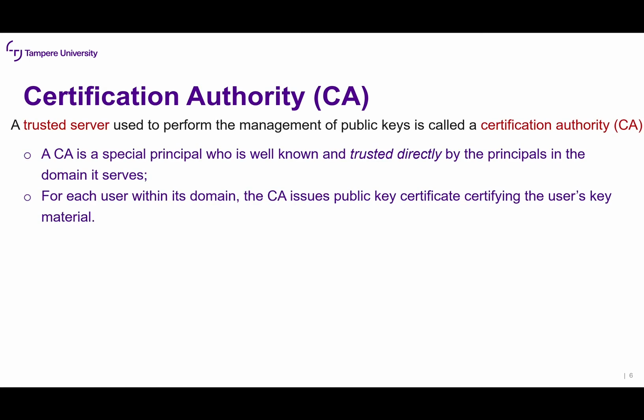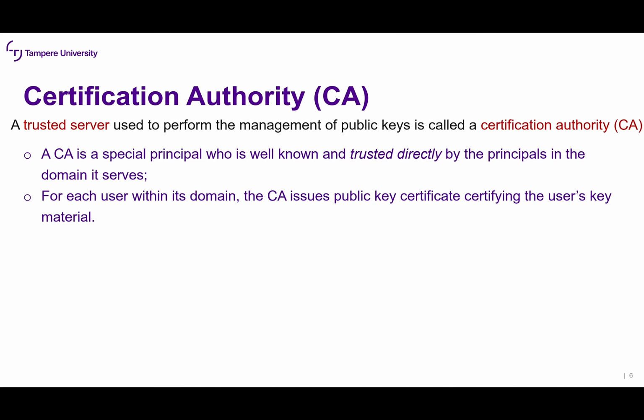Good. So let's talk a bit about CA. CA stands for Certification Authority. A trusted server, which is used to perform the management of public keys, is called a CA, a Certification Authority. So the first thing that you need to keep in mind is that a CA is a trusted server, okay, a trusted entity, something like the TTP we mentioned in the previous step, but not exactly a TTP.